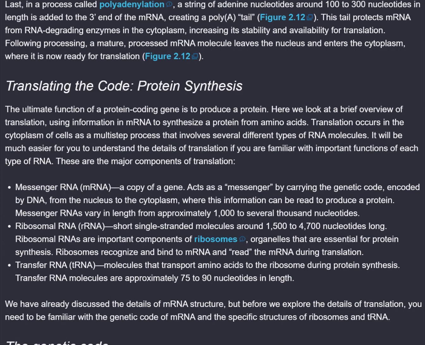Last, in a process called polyadenylation, a string of adenine nucleotides around 100 to 300 nucleotides in length is added to the 3' end of the mRNA, creating a tail, figure 2.12. This tail protects mRNA from RNA-degrading enzymes in the cytoplasm, increasing its stability and availability for translation. Following processing, a mature, processed mRNA molecule leaves the nucleus and enters the cytoplasm, where it is now ready for translation. Figure 2.12.